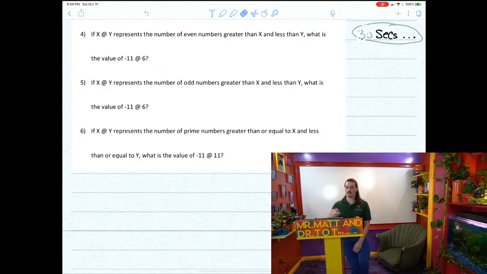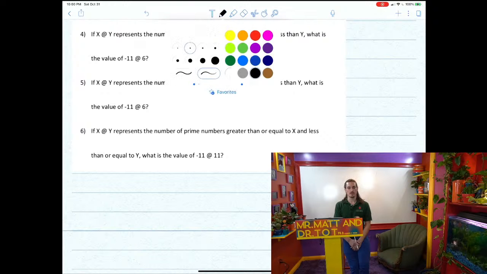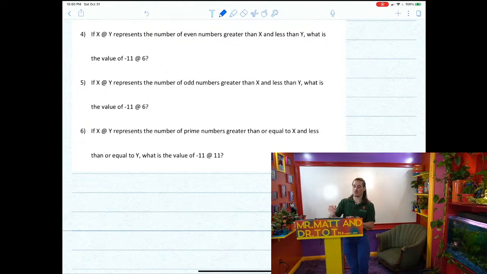Okay, so number 4 asks, if x @ y represents the number of even integers greater than x and less than y, what's the value of negative 11 @ 6? So x and y are exclusive to the domain, meaning we cannot count negative 11 or positive 6. But let's go ahead and draw a number line. So we're going to start at negative 11. Negative 10, negative 9, negative 8, negative 7, negative 6, negative 5, negative 4, negative 3, negative 2, negative 1, 0, 1, 2, 3, 4, 5, and 6.